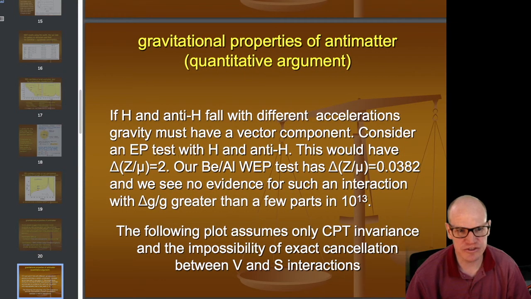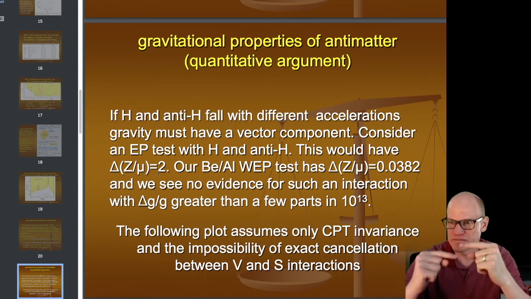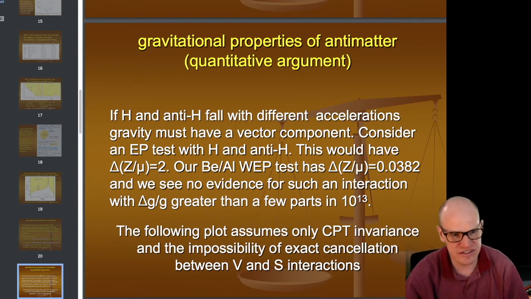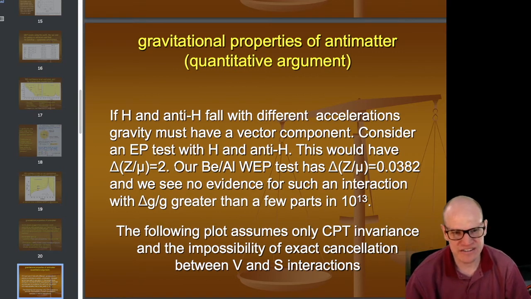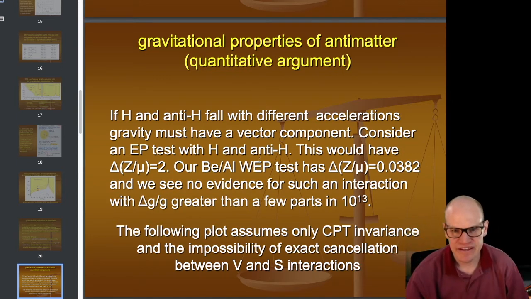Consider an equivalence principle test with hydrogen and antihydrogen. This would have delta z over mu of 2, so that's basically saying how much different would they accelerate. One of them accelerates up, the other one accelerates down, so delta z, where z is the atomic number, over the mass is equal to 2. The beryllium-aluminum weak equivalence test, so beryllium-aluminum is those things that they screw into the sides, has this of 0.0328.